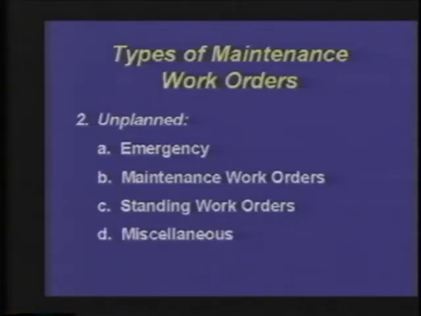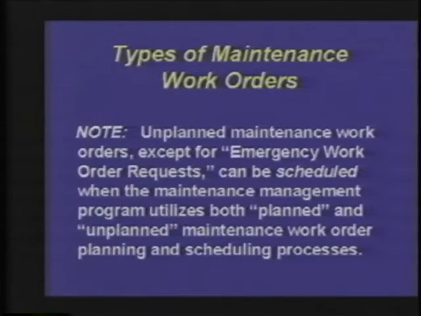And you'll notice that there is a note on the bottom of page number 6 which indicates that unplanned maintenance work orders, except for emergency orders, can be scheduled. And that means if we were to set up some type of a priority code for the work order requests, those priority codes would give the planner scheduler the opportunity to schedule the work order on the assumption that we know what has to be done.